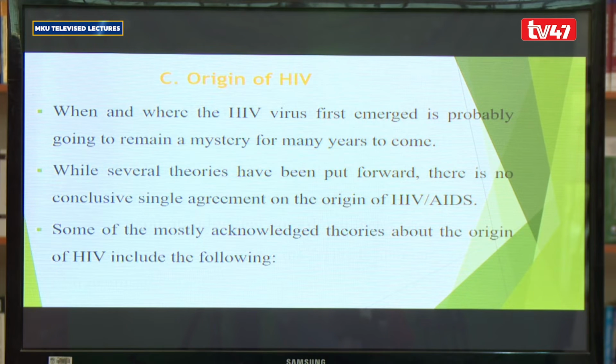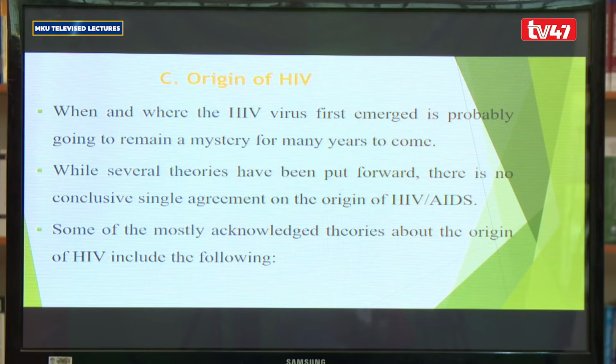Let's look at the origin of this HIV. What is this HIV? We are talking about this monster, and we are saying that when and where the HIV virus first emerged is probably going to remain a mystery for many years to come. Why? While several theories have been put forward, there is no conclusive single agreement on the origin of HIV and AIDS. Some of the mostly acknowledged theories about the origin of HIV include the following.